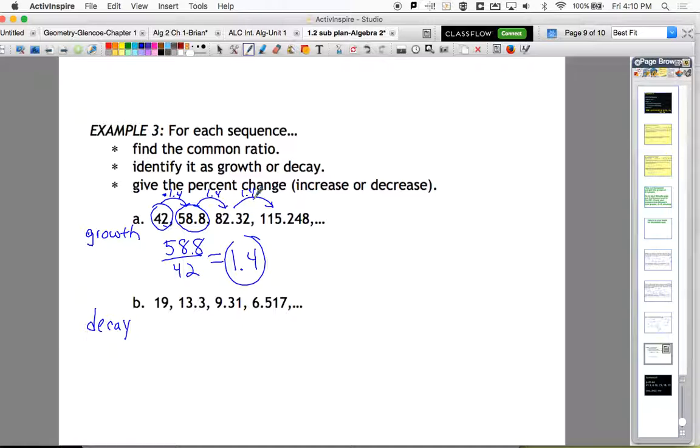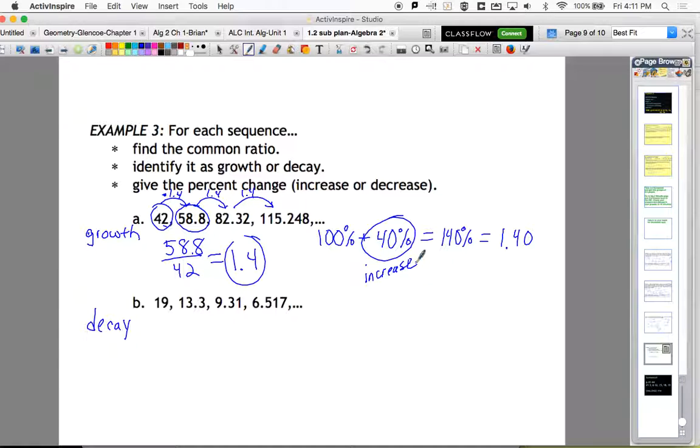So let's think about the percent change right here. Since it's growing, think about the fact that we always start at 100%, and if it's growing, that means that it's going to be more than 100%. To get 1.4, that would be 100% plus 40%, which gives us 140% or 1.40 growth factor. So we are growing by 40% here. So that's the percent change. So it's an increase of 40%.